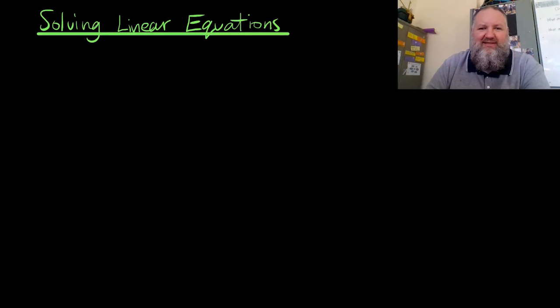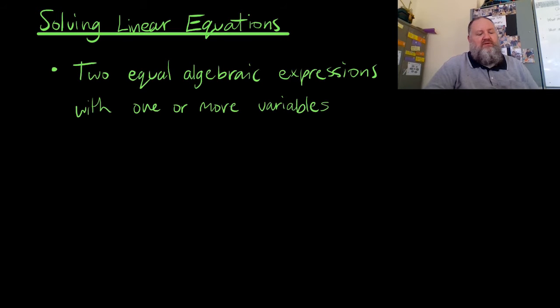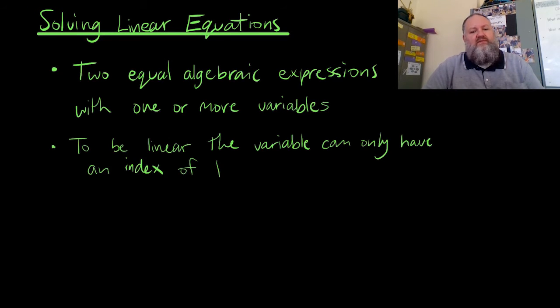Okay, let's talk about linear equations. How do we solve linear equations, and what even are they? Well, a linear equation is where you have a couple of algebraic expressions with some variables that are equal to each other. So there'll be a left-hand side and a right-hand side with an equal sign in between. For such an algebraic equation to be called a linear equation, then the variables can only have an index, like a power, of 1.